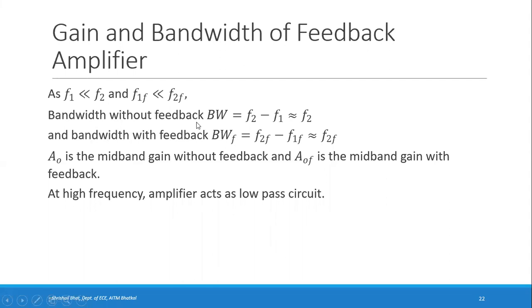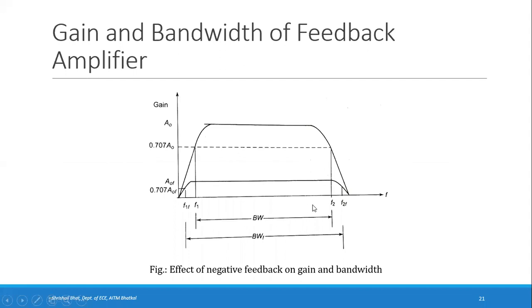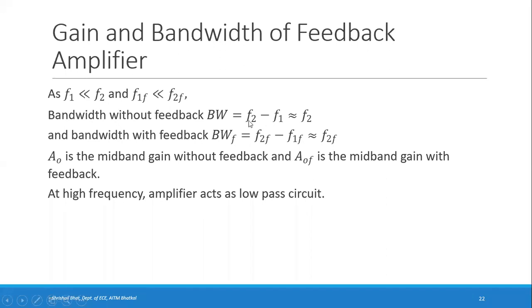The bandwidth without feedback, that is BW, is F2 minus F1. If F1 is very, very less compared to F2, we can ignore this F1. So the bandwidth is approximately equal to F2. And the bandwidth with feedback is F2F minus F1F. Again, F1F is very, very lesser than F2F, so we can ignore this and we can just write F2F.